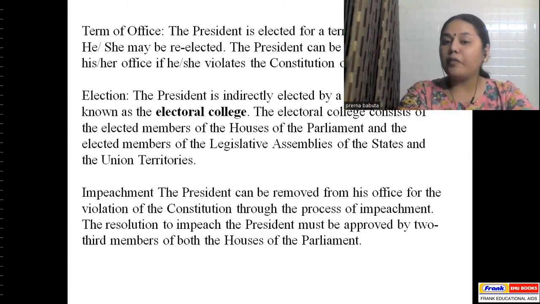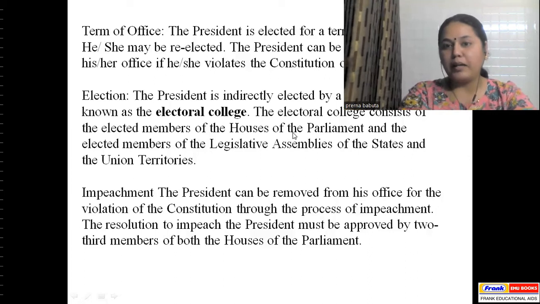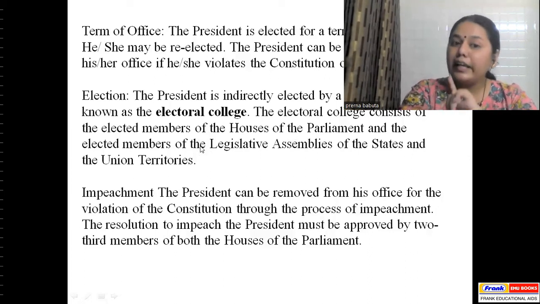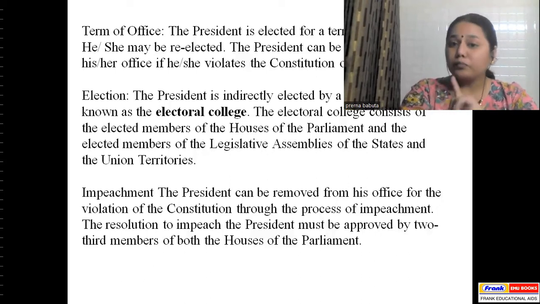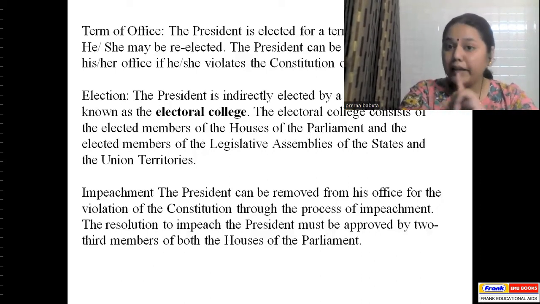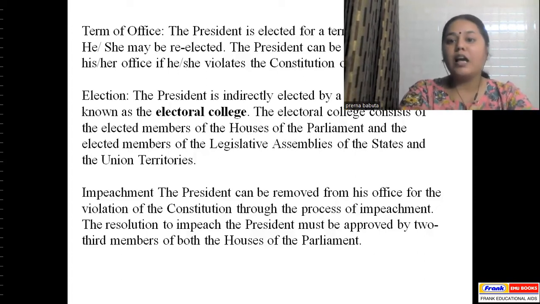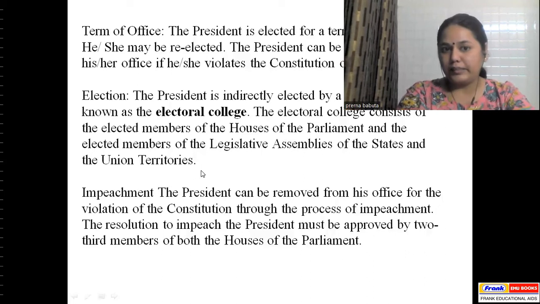So who are this group? First, the elected members of the House of the Parliament, that is Lok Sabha. Then elected members of the Legislative Assembly, that is MLAs we are talking about. MLA, the full form is Member of Legislative Assembly. And of course, MLAs of the states and the union territories.